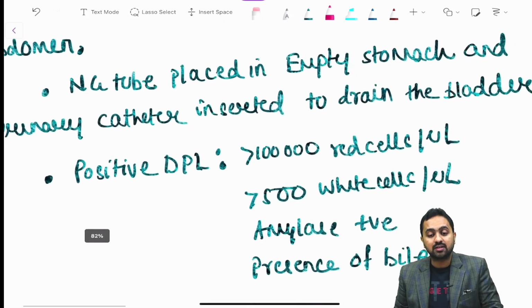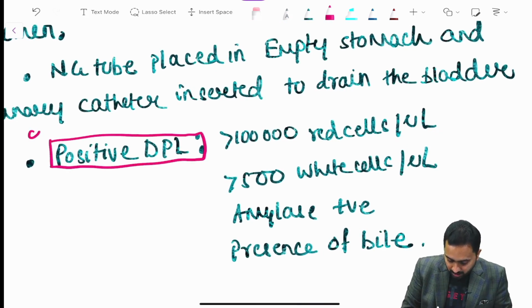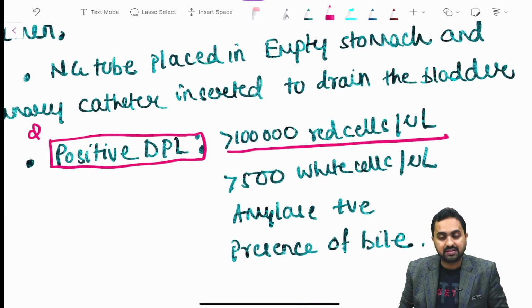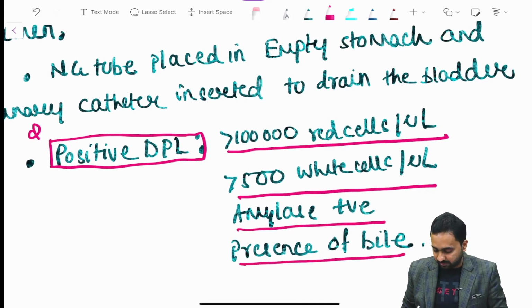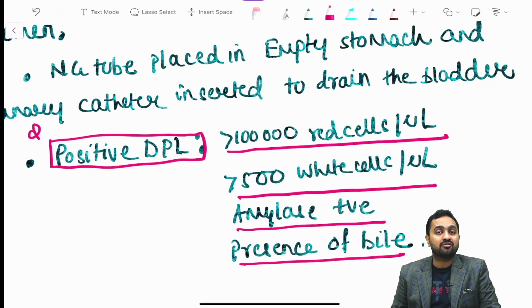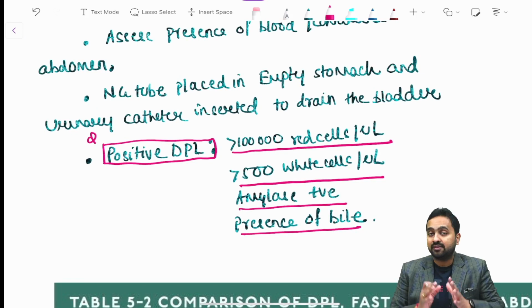Now when do you say it to be a positive diagnostic peritoneal lavage? When you have more than 1 lakh red cells, more than 500 white cells, presence of amylase, presence of bile and presence of frank blood in the diagnostic peritoneal lavage. Right. Now the current investigation of choice in a hemodynamically stable patient is contrast-enhanced computerized tomography scan.